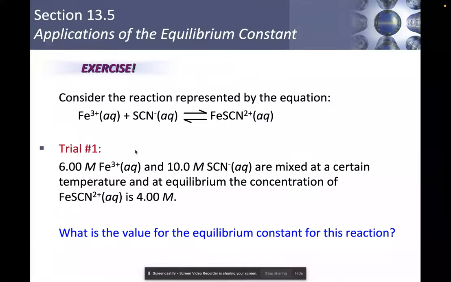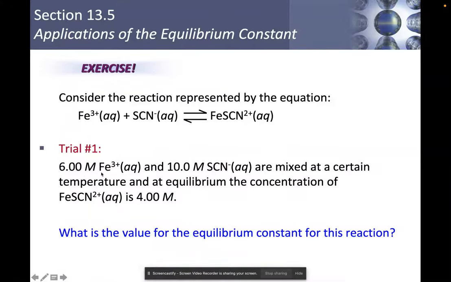So we have a very simple reaction. We have an iron 3 ion, we have thiocyanate. We're making an iron thiocyanate complex basically, okay? So I have 6.00 moles per liter of my iron 3 ion. It is aqueous. I have 10 moles per liter of thiocyanate, also aqueous. I'm mixing them at a certain temperature, and at equilibrium, I measure the concentration of this complex, which is also aqueous, to be 4.00 moles per liter. What is the value of the equilibrium constant for this reaction?